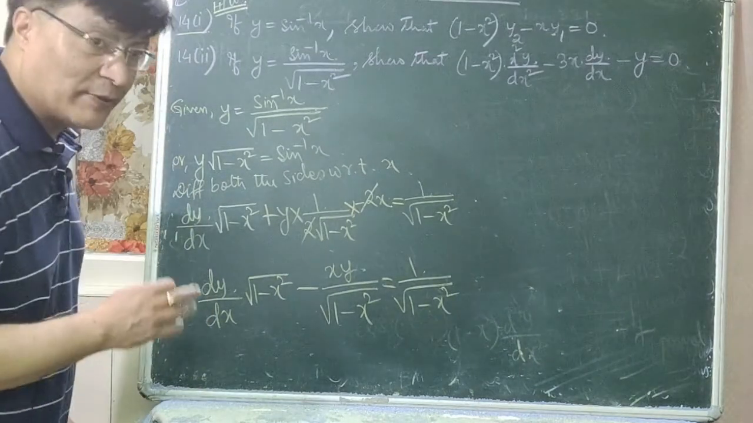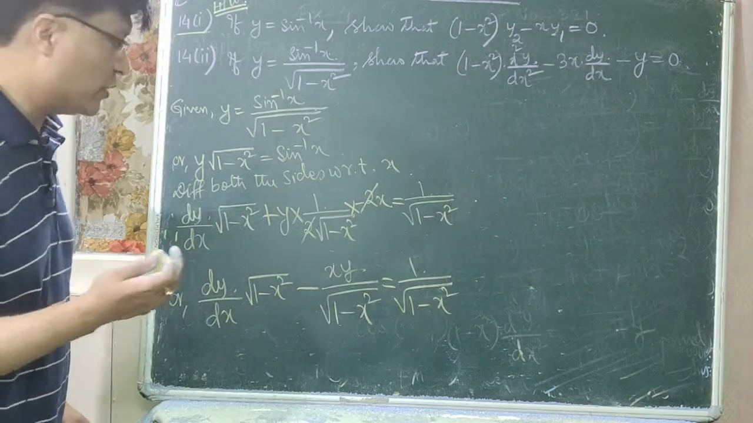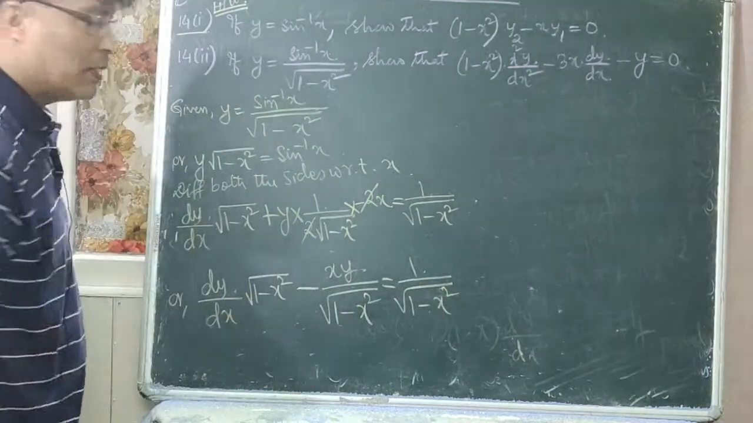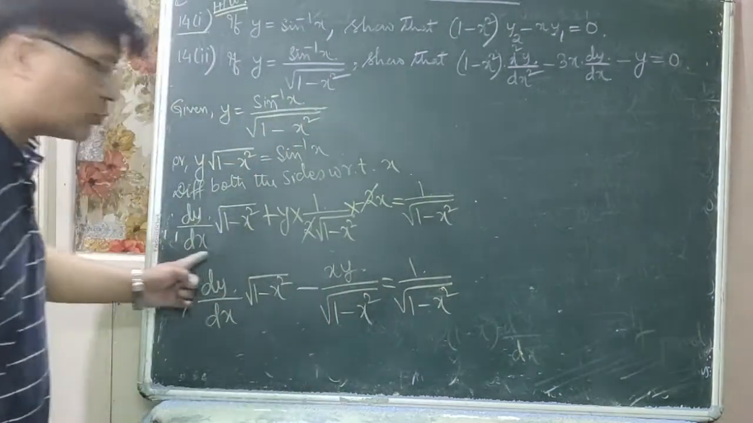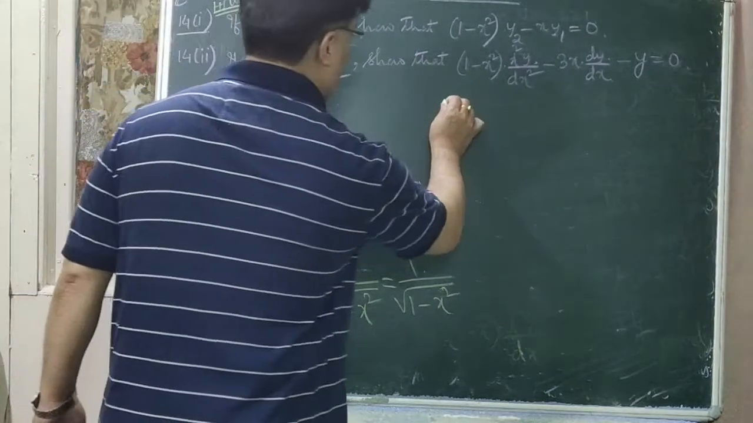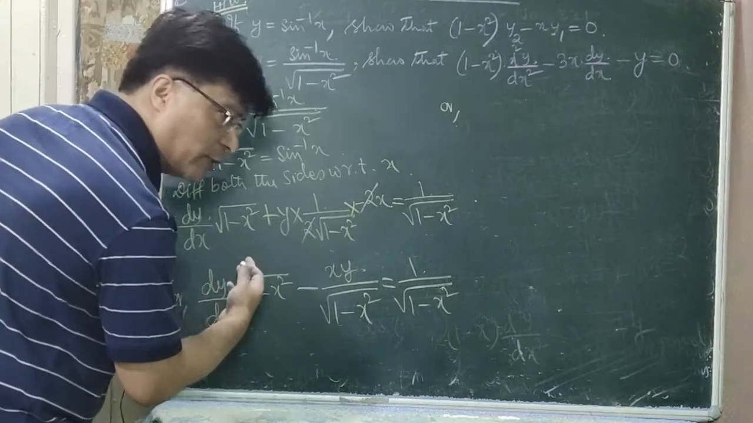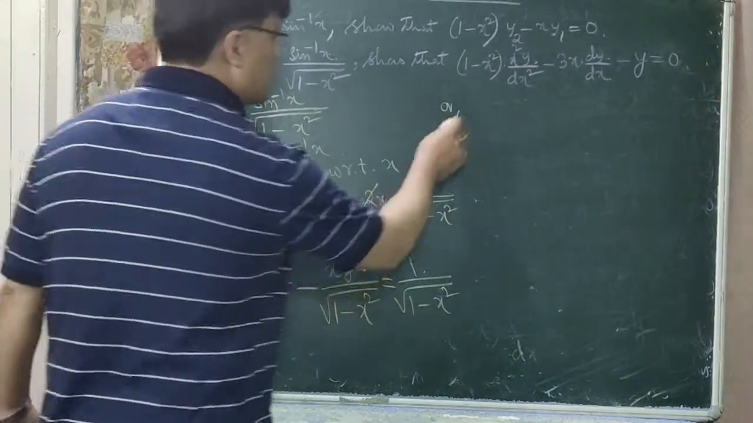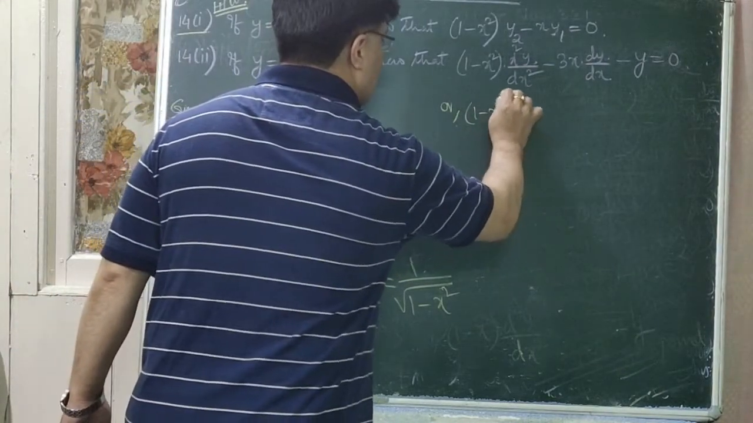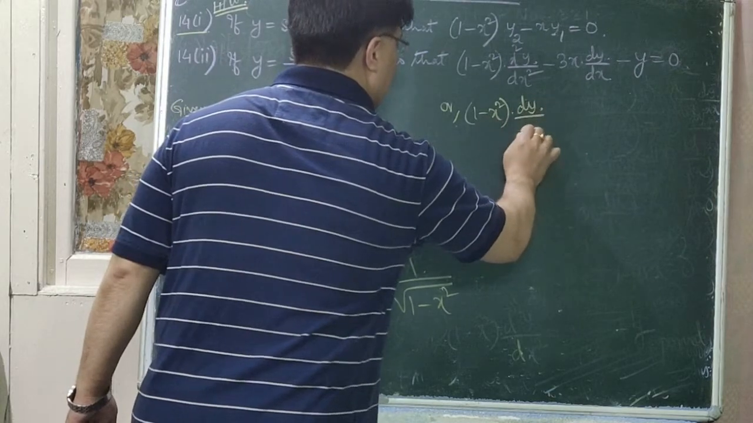Now you have to simplify it first and then differentiate. Now cross multiply. Now here you can cross multiply by this root over, isn't it? So if you cross multiply it, root over into root over, the square root will be removed. You will get 1 minus x square into dy by dx, right?